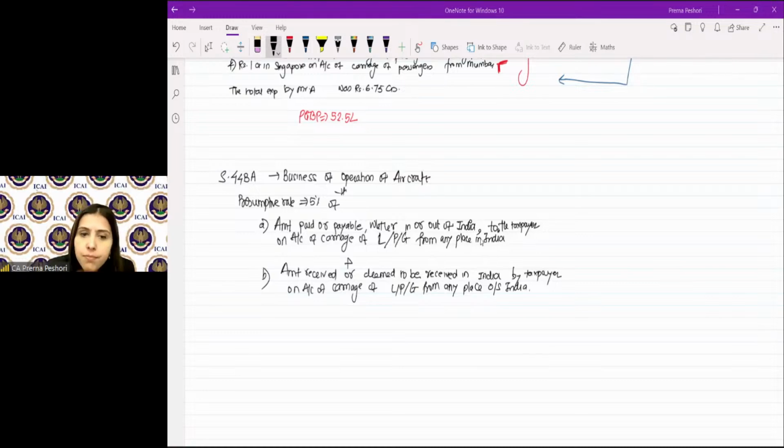Are we clear? Yes or no? Yes, students, is this clear? So 5% will be taxable.